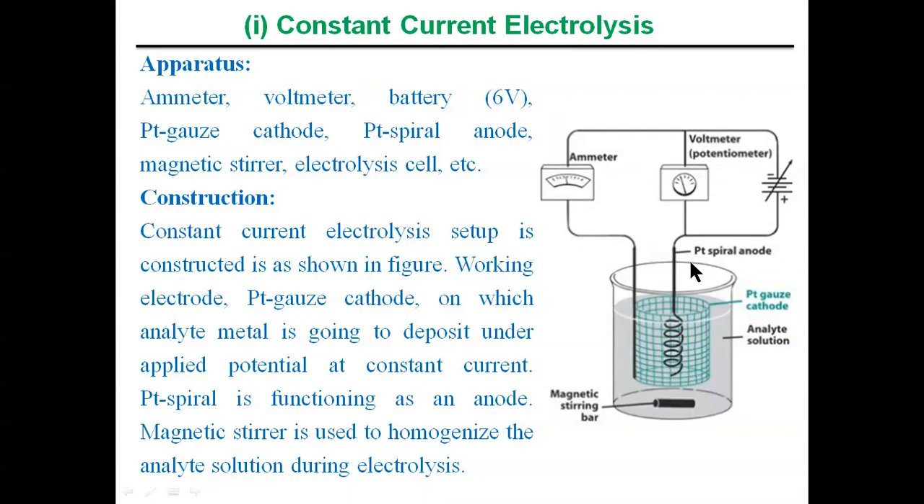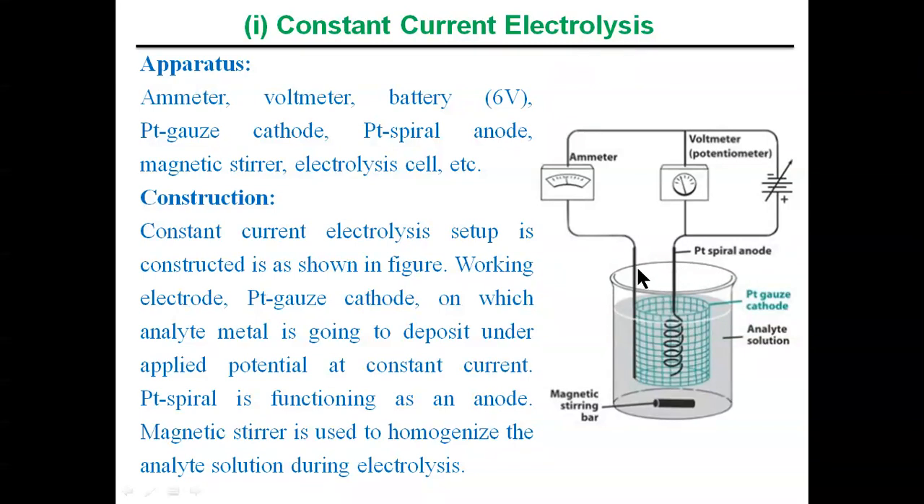Well, what is the function of the platinum spiral anode? It acts as an anode, which completes the circuit and gives us the current as well as voltmeter readings. The magnetic stirrer is required to homogenize the analyte solution during electrolysis. So this is the construction, and it is very simple. Here we are just applying potential at constant current and depositing the analyte material on the surface of the platinum gauze cathode. The other electrode is, of course, the anode.